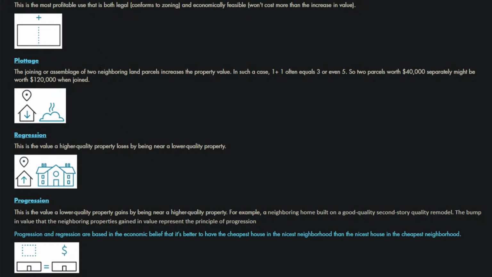Highest and best use. This is the most profitable use that is both legal, conforms to zoning, and economically feasible. Won't cost more than the increase in value. I can tell you, highest and best use is a concept that we're going to have to make sure we understand. So let's read it again. This is the most profitable use that is both legal, that conforms to zoning, and economically feasible. Won't cost more than the increase in value.